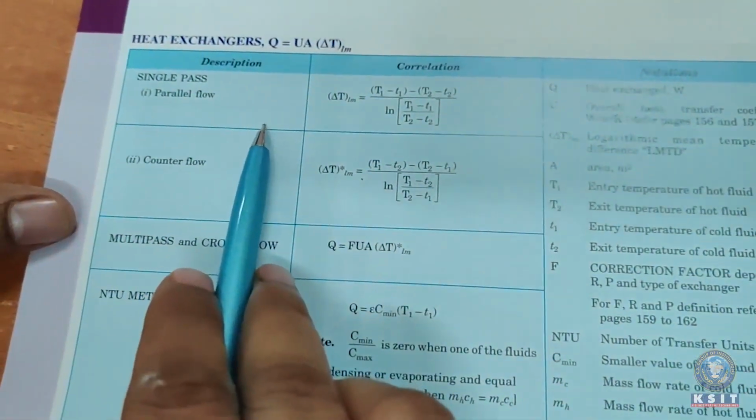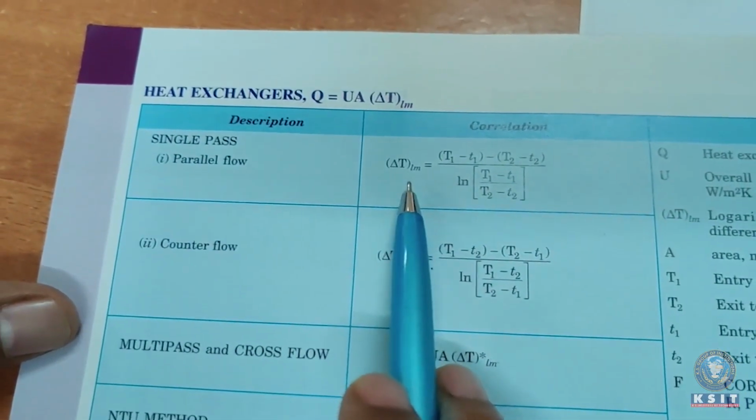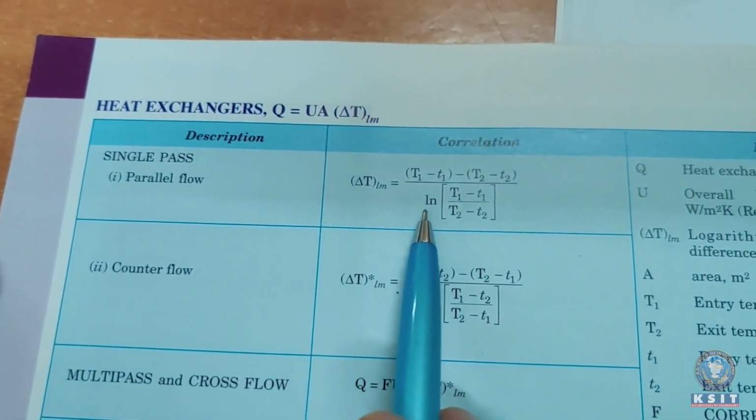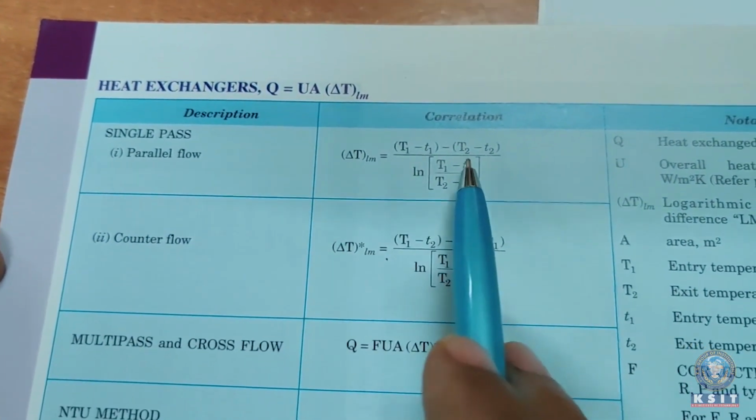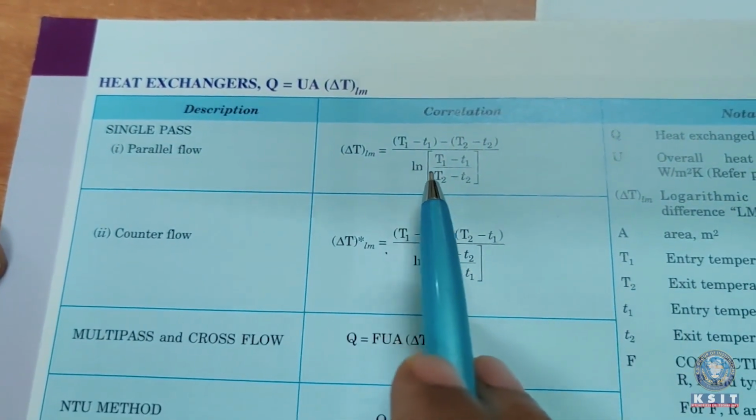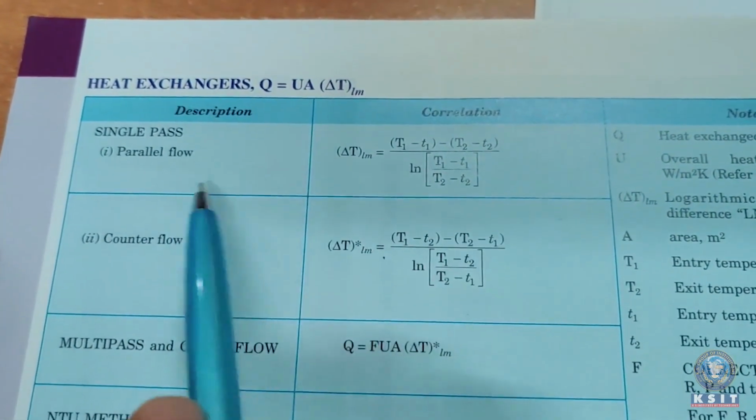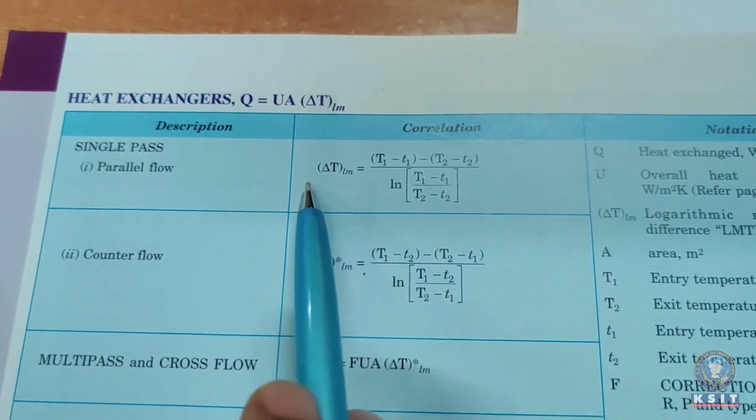So for parallel flow, when you want to calculate log mean temperature difference, you write this equation and you calculate the log mean temperature difference for a parallel flow heat exchanger.